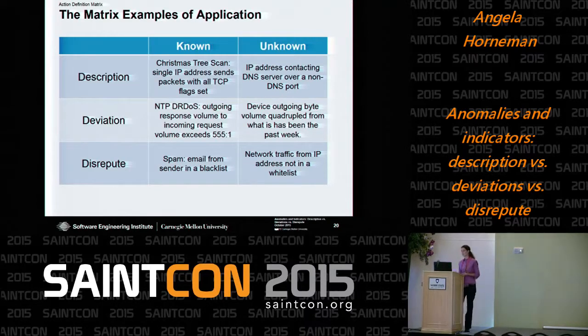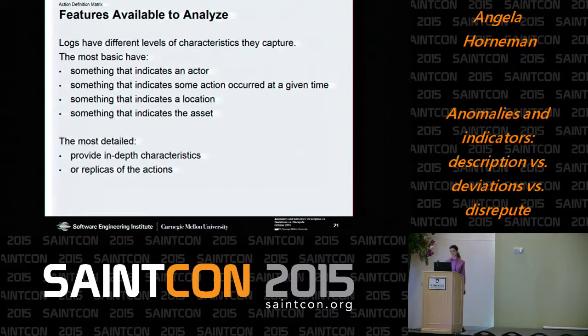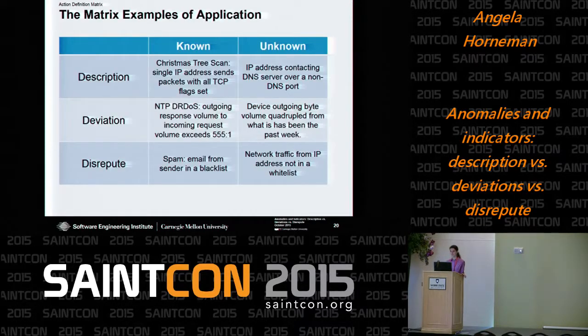For an unknown deviation, you might have something like the device's outgoing byte volume quadrupled from what it has been historically. And you do the same thing with disrepute. Any questions so far? Anybody want to discuss any of this? No? Does this make sense?